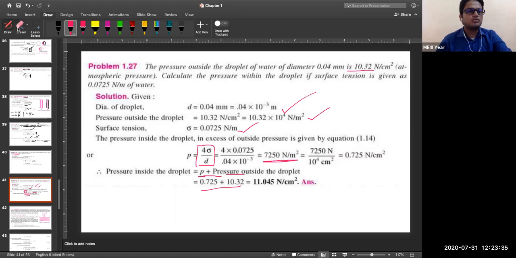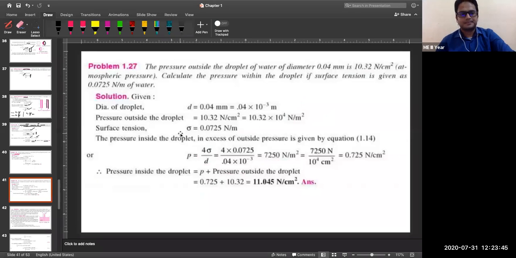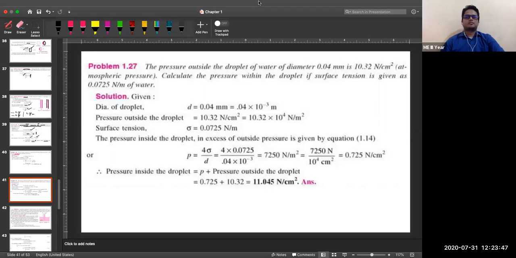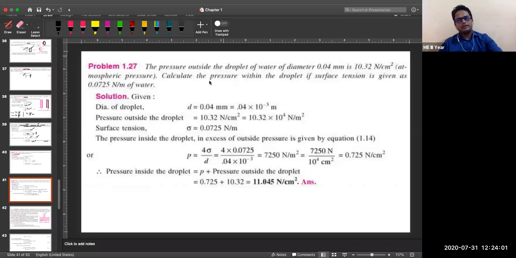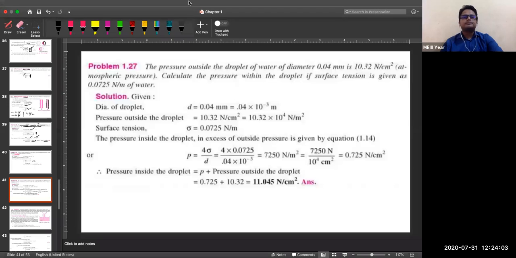Those who are not able to solve it, you can note it down. I'll give you 1 or 2 minutes more.